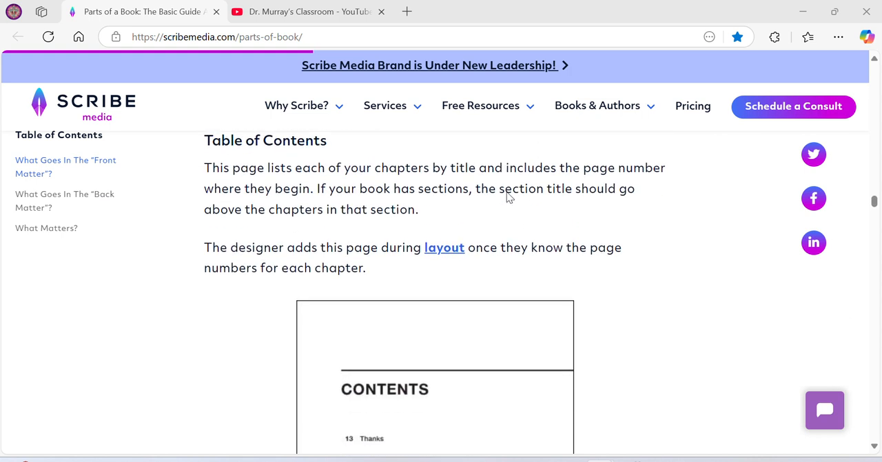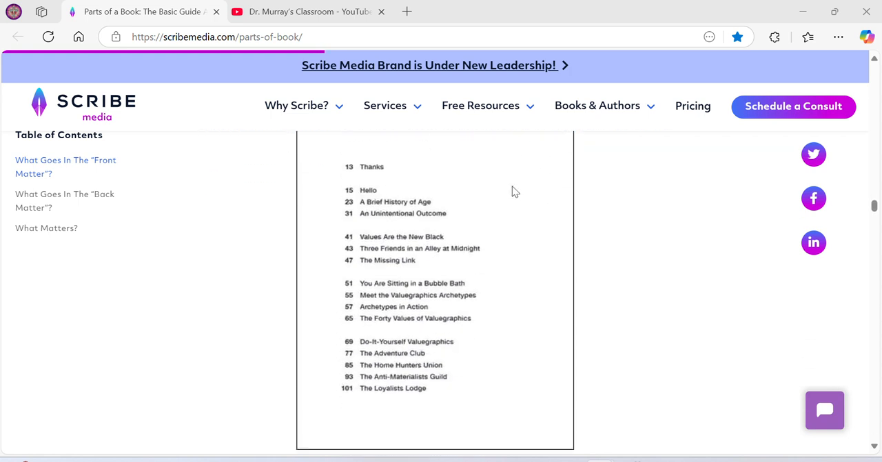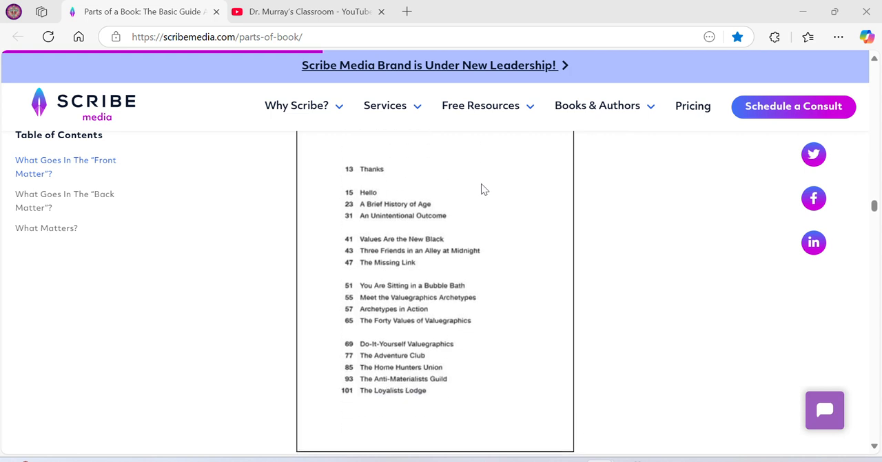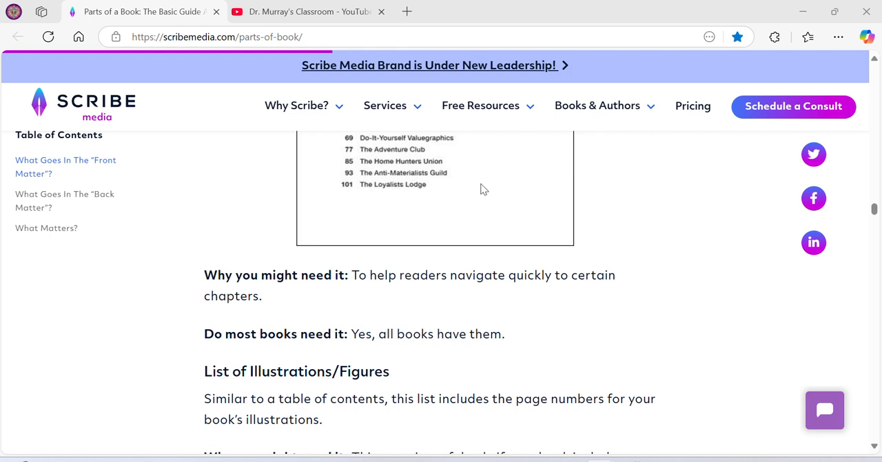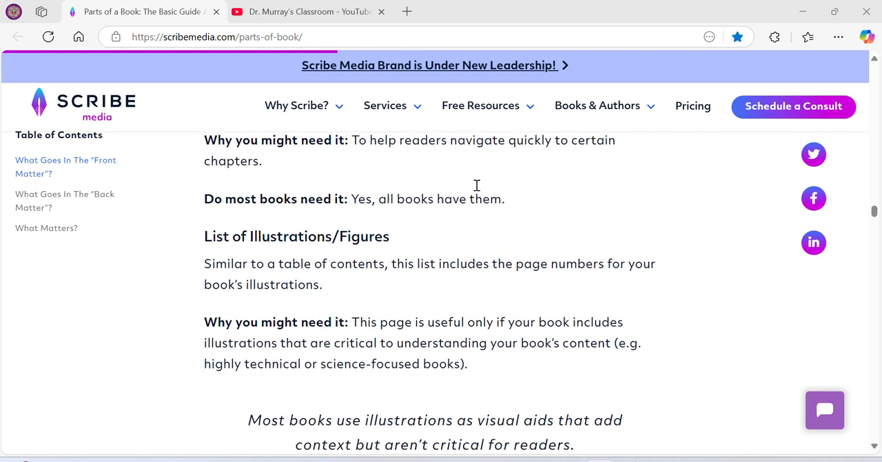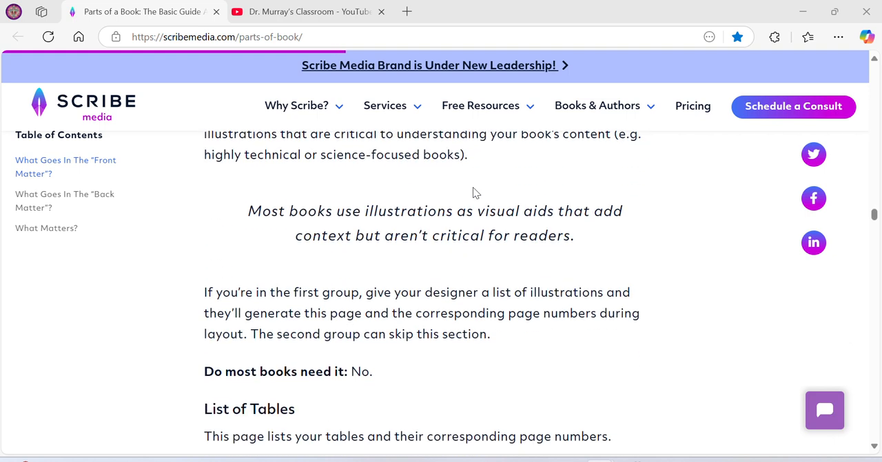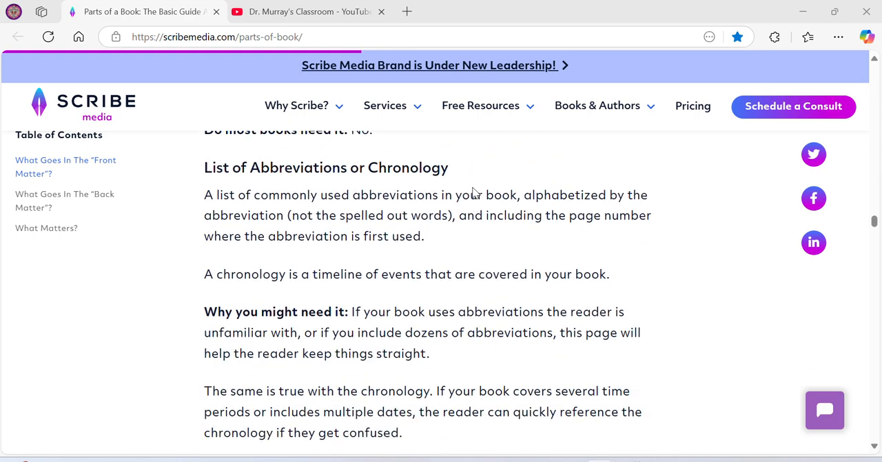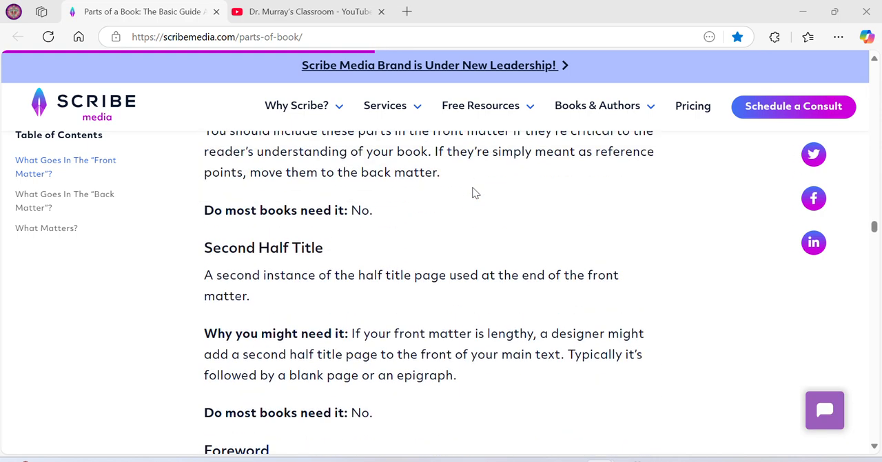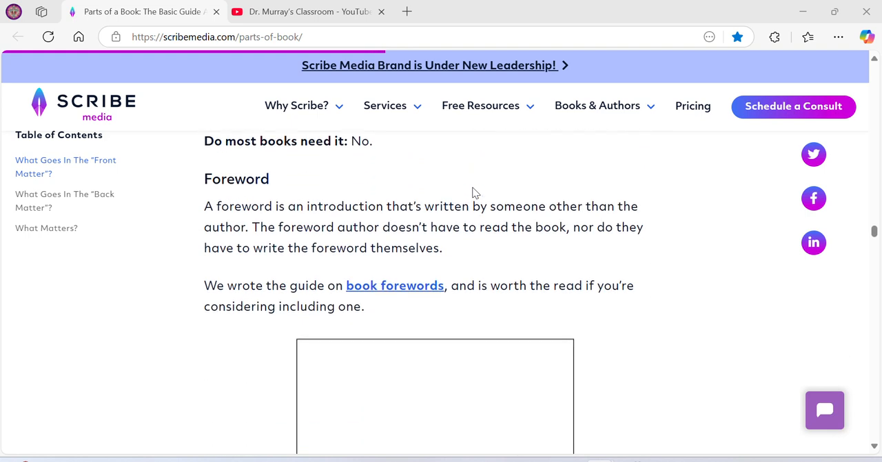Yes, you need a table of contents. So, this is a table of contents. It's just an example. Everybody knows about a table of contents. It just directs your readers to what your chapters are going to be about, and list of tables and stuff like that is not necessary. But some books may need them depending on the type of book that you're writing.